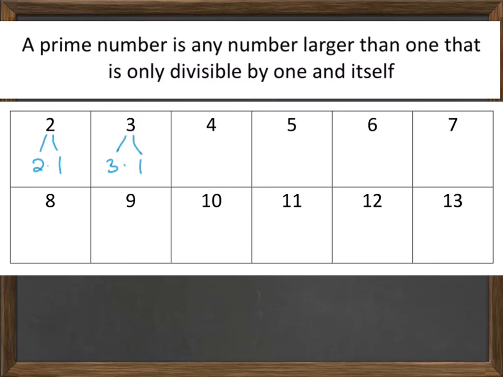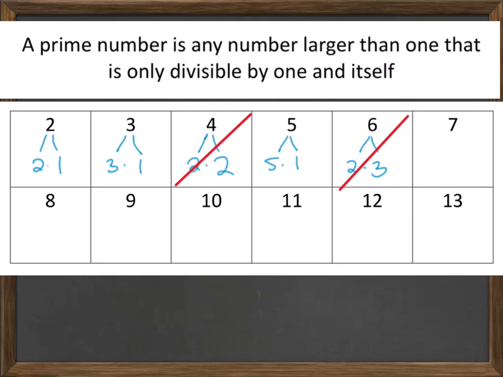What about 4? Well, 4 is 2 times 2. Therefore, we cannot say that 4 is a prime number. 4 is not prime because it's divisible by something besides itself and 1. What about 5? Well, 5 is just 5 times 1. No other number goes into 5, so it's prime. What about 6? Well, 6 is 2 times 3. 2 and 3 both go into 6, so it's divisible by more than just 1 and itself. Therefore, 6 is not prime.